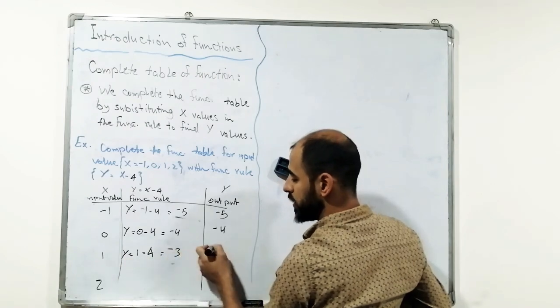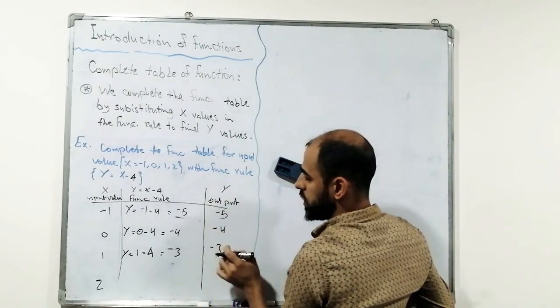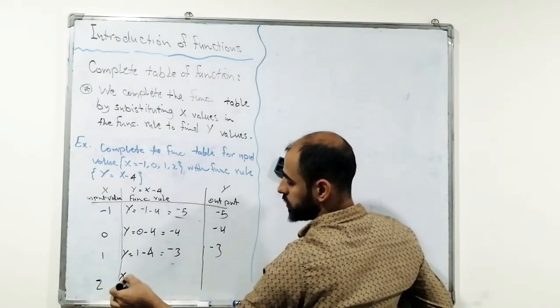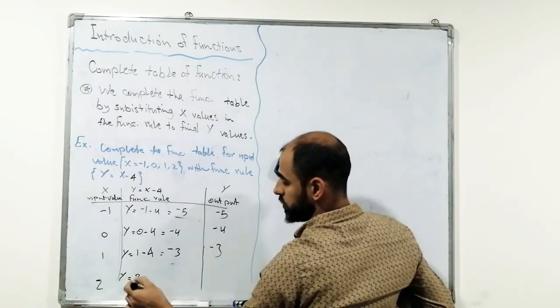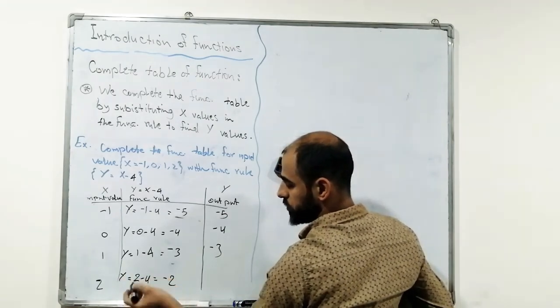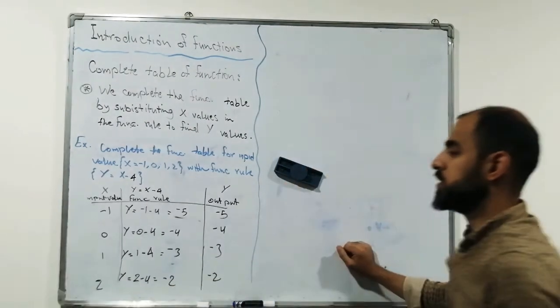4 - 1 is 3. So the output value here is -3. Now substitute instead of x, 2. 2 - 4 is -2. Then the output value is -2.